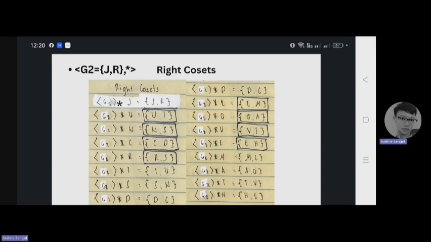Next, J star A is equal to A, and R star A is equal to O, and J star T is equal to T, and R star T is equal to V, and J star H is equal to H, and R star H is equal to E. So here is the conclusion.